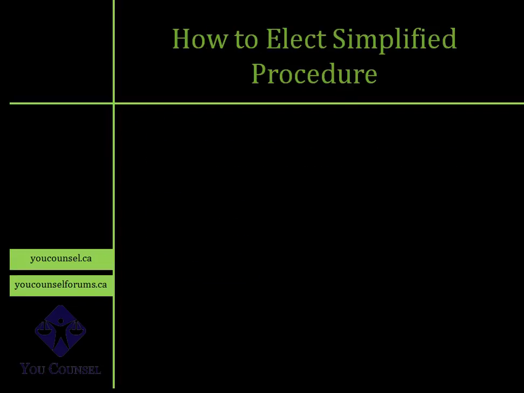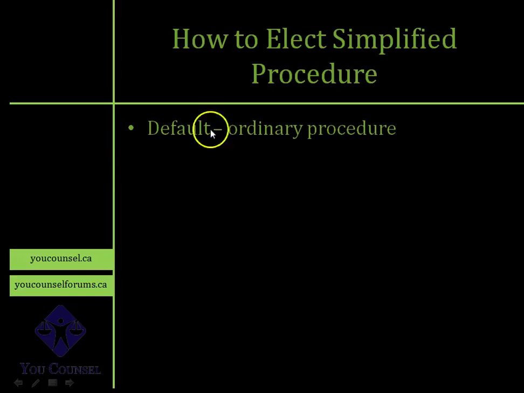Now, how do you go about electing simplified procedure? First of all, keep in mind that when you commence a court action and you do not elect simplified procedure, by default, the matter goes into ordinary procedure. So if you don't do the election, then the matter is going under ordinary procedure. In order for you to get the simplified procedure, you have to take certain steps.